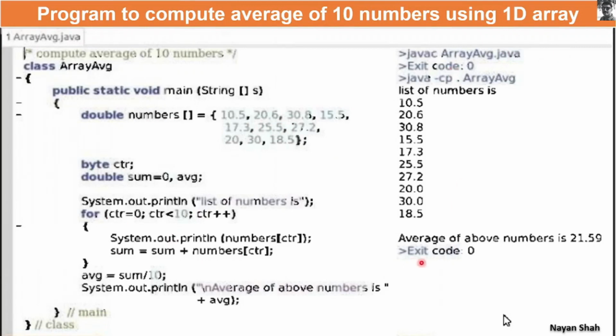This is again very important to observe, that is exit code 0. When your program is compiled successfully, is error free, there is no error, you get exit code 0. Exit code 0 means your program does not contain any syntax error. So you get exit code 0.